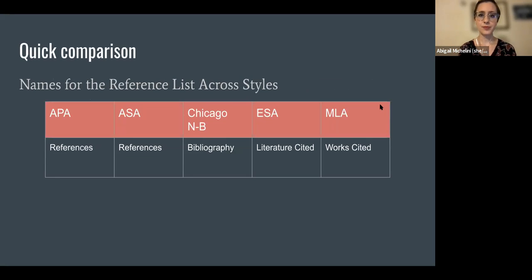All right. This is just a little quick comparison of names for the reference list across different styles. APA and ASA are pretty similar in a lot of ways, so you do have to be careful. They both call that list at the end the references. Chicago Notes Bib calls it a bibliography. ESA, which we didn't look at today and would be like the next most popular citation style, calls it literature cited, and MLA calls it works cited.